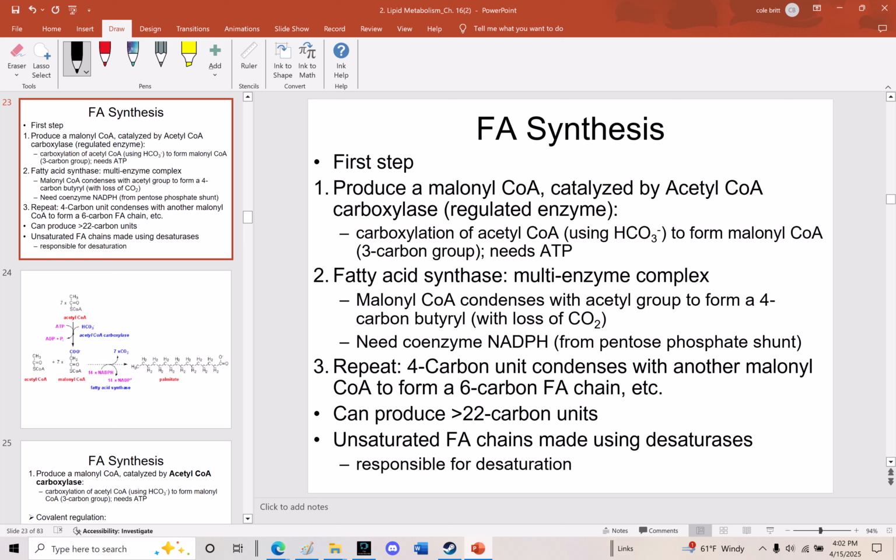I should back up. You're also going to need NADPH in this reaction, which again we get from the pentose phosphate shunt pathway. And this, I do want to show you this picture here.